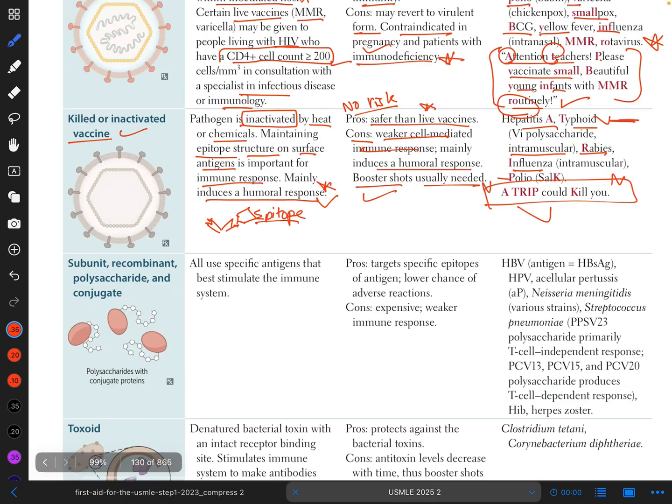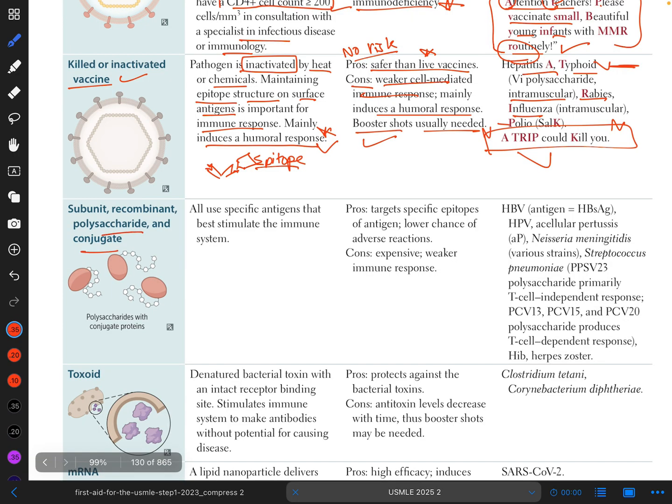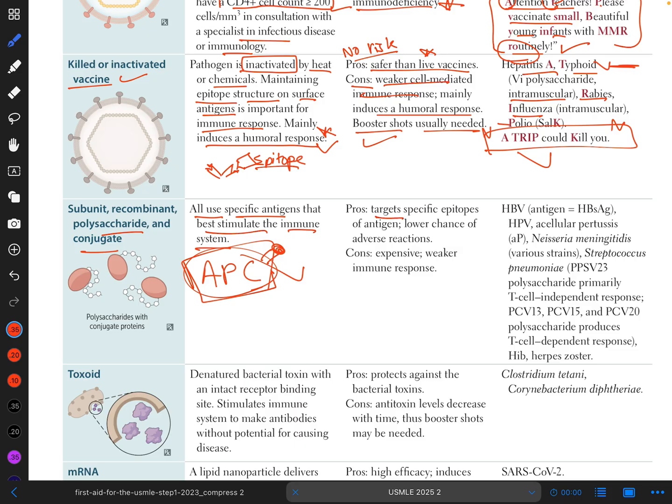Now we are going to look at subunit, recombinant, polysaccharide, and conjugate vaccines. They use specific antigens that will stimulate the immune system. If you guys know, we have antigen presenting cells, and they always recognize a stimulating thing from the pathogen, like LPS, polysaccharides, mannose, etc. So these types of things we use for vaccination when injected deep, like mannose or polysaccharides, or we give that type of protein as a toxin, then the antigen presenting cells mediate the immune system that way. What's good about these vaccines? They target specific epitopes of the antigen and have a lower chance of adverse reaction.